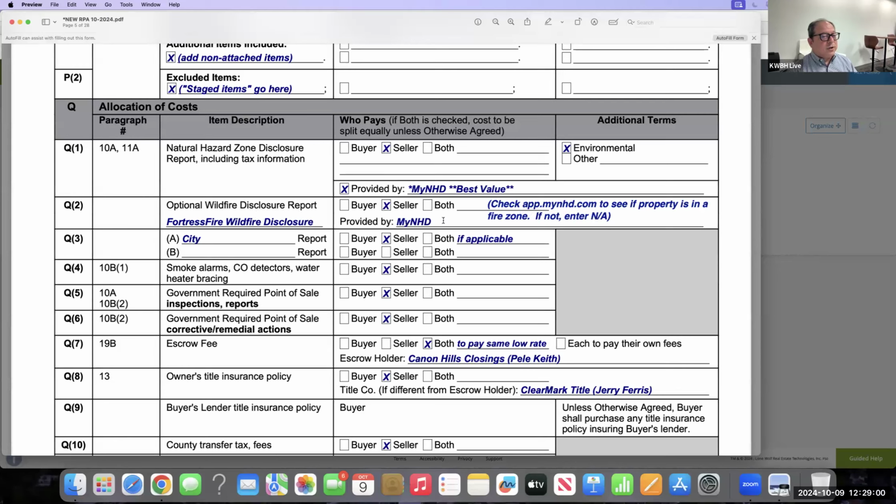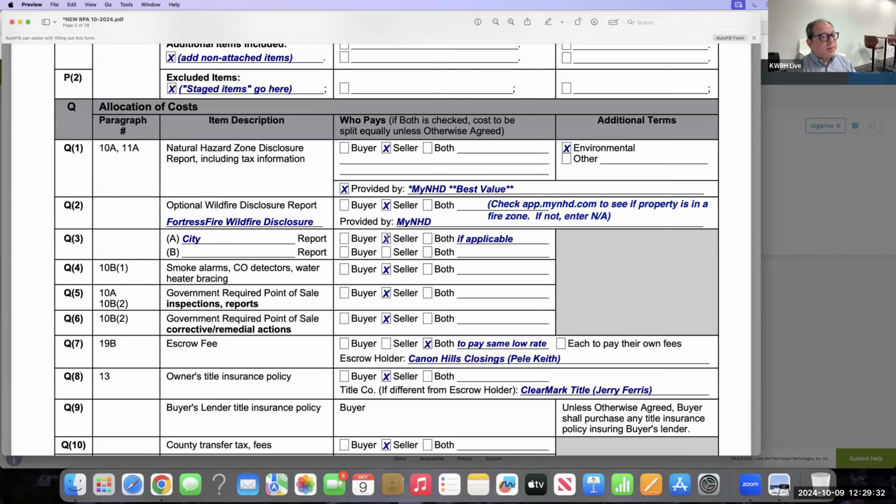And you're gonna select who you want the report to come from. If it's not in a fire zone, you will select not applicable. And here where it says provided by, you'll just type NA. What's your website called? You're gonna go to app.my.nhd.app. That's a quick website page that you can check by address if the property's in a fire zone. Now, we have things called city reports.